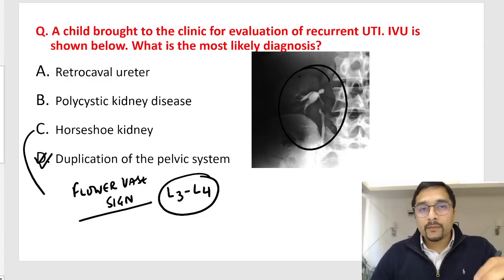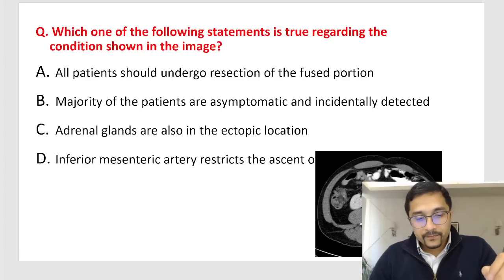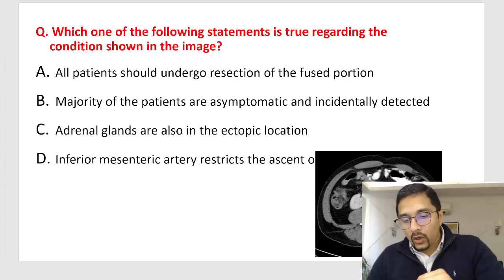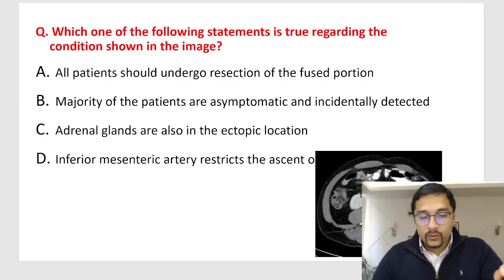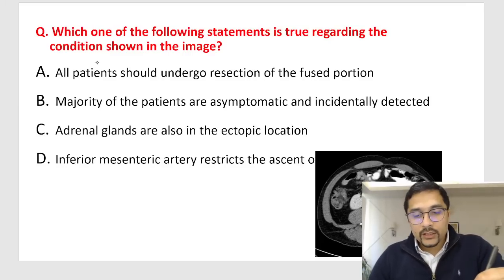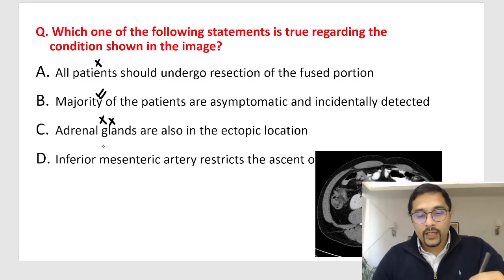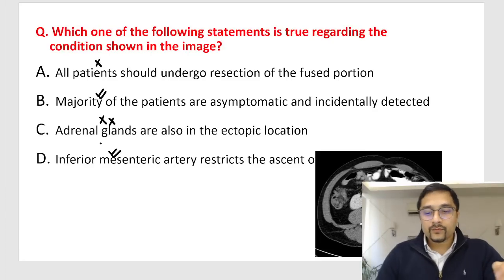It is the inferior mesenteric vessels which prevent the ascent of the kidney, and we should never resect the fused portion. So you can see a horseshoe kidney here. Both the lower poles are fused. All patients should undergo resection of the fused portion. That is false. Majority of the patients are asymptomatic and incidentally detected. Adrenal glands are not in an ectopic location, and inferior mesenteric arteries restrict the ascent of the kidney. This is also true. Okay.